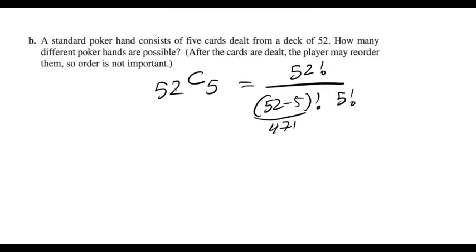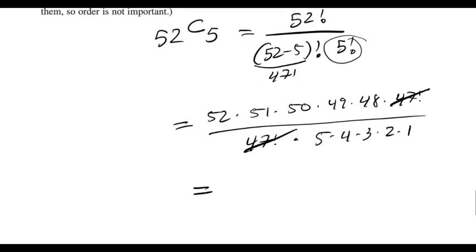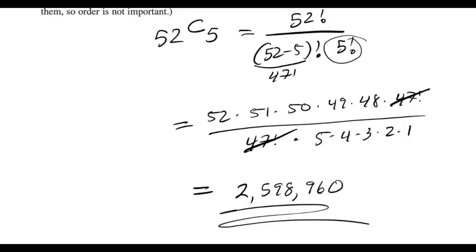But this is 47 factorial. On top here, we're going to have 52 times 51 times 50 times 49 times 48 times 47 factorial. So we'll stop there. On bottom, we have 47 factorial. Then we have 5 factorial. We'll write it out. It's 5 times 4 times 3 times 2 times 1. We probably need a calculator for this one, otherwise it'd be way too big. And the answer we get is 2,598,960. A lot of poker hands there. And that's the lesson.